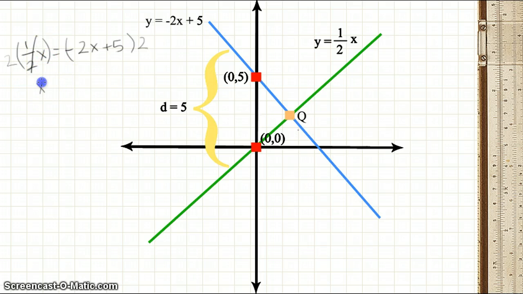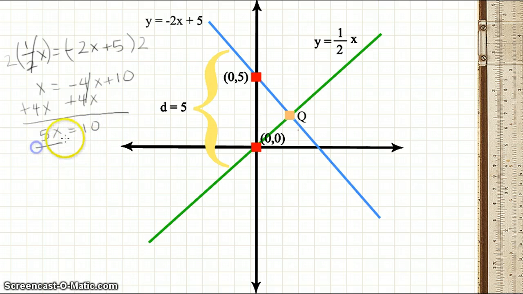So now that leaves me with x equals -4x plus 10. And so I want to move this -4x on this side as well, so I'm going to add 4x here and add 4x on this side, which cancels this out. And so now I'm left with 5x equals 10. And since I want to keep getting rid of these numbers so that I can get x by itself, I'm going to divide both sides by 5, and now that leaves me with x equals 2.